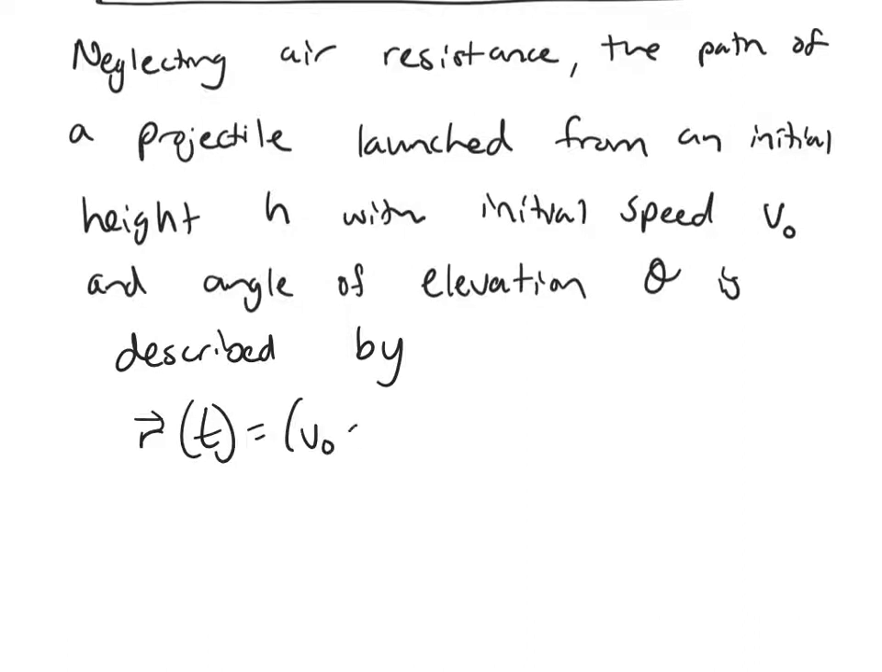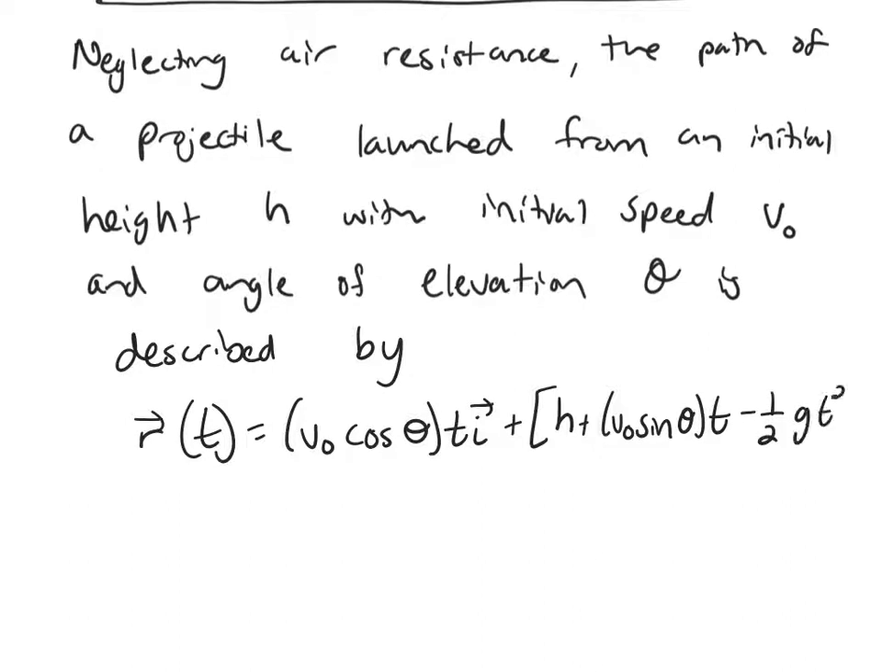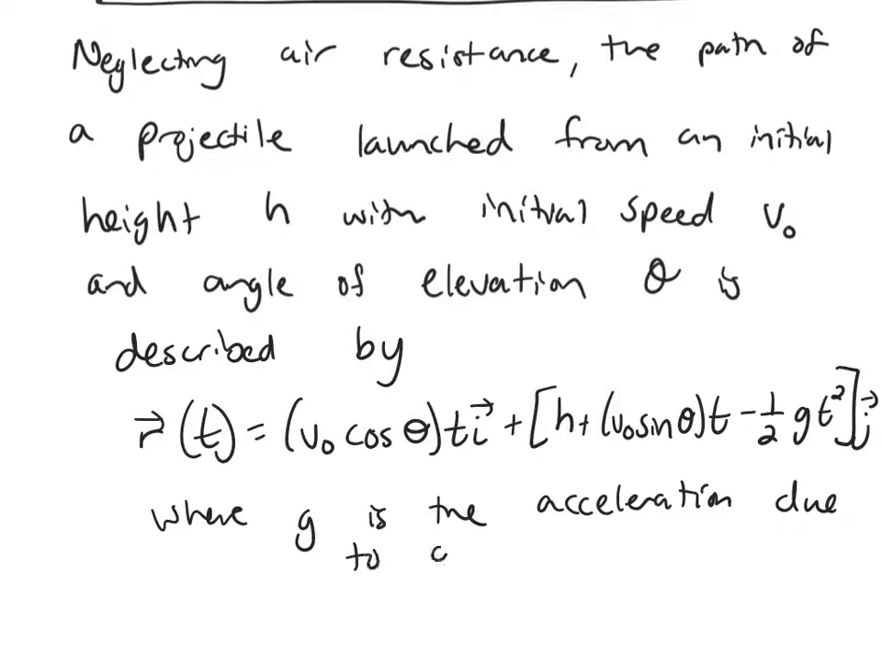It's v0 cosine theta t i plus h plus v0 sine theta t minus 1/2 g t squared j, where g is the acceleration due to gravity.